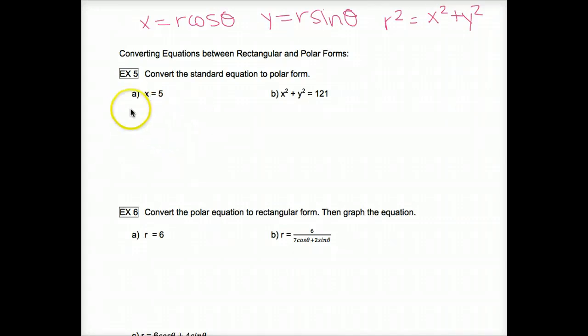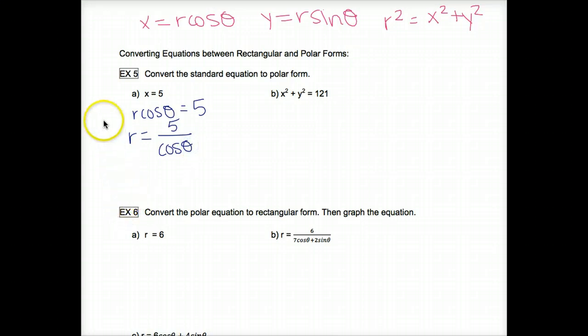Okay, so this is standard equation, x equals 5. Obviously, we've seen that a lot. Pretty easy equation to deal with. And so because we know that x equals r cosine theta, that's what I'm going to substitute in. So r cosine theta equals 5. Equations in polar form, we're solving for r. So in this case, we would then divide both sides by the cosine of theta, and that would be my answer. So this would be my equation, r equals 5 divided by the cosine of theta.